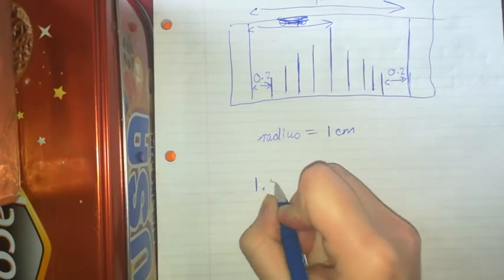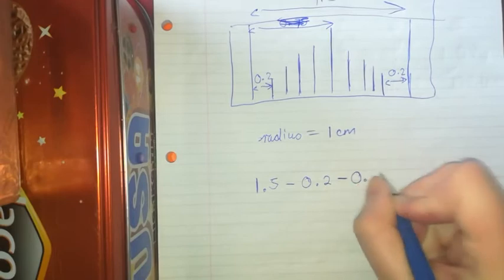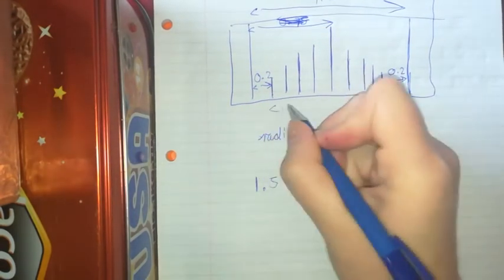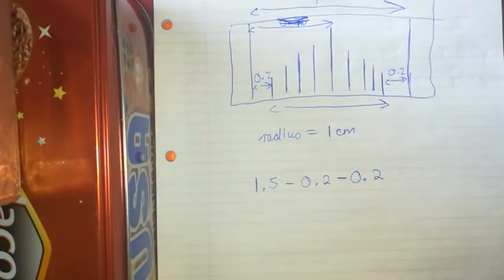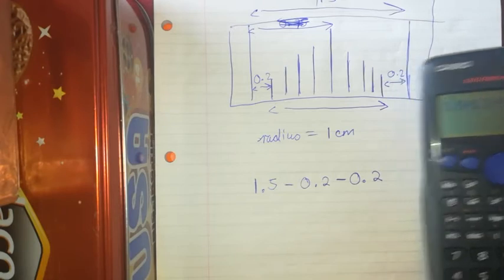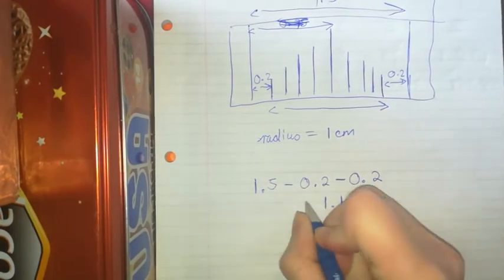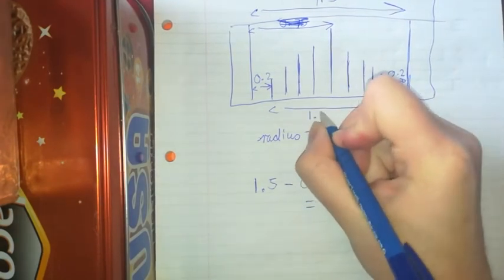So 1.5 minus 0.2 minus 0.2. Then I'll just be left with the length in here. So 1.5 minus 0.2 minus 0.2, and then I get 1.1. So 1.1 is this distance here.